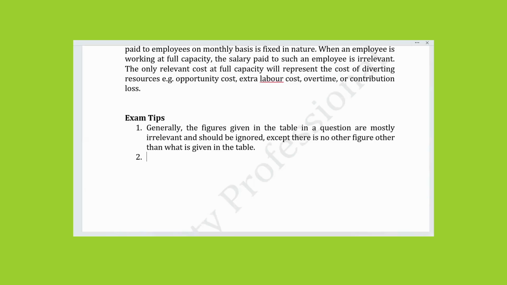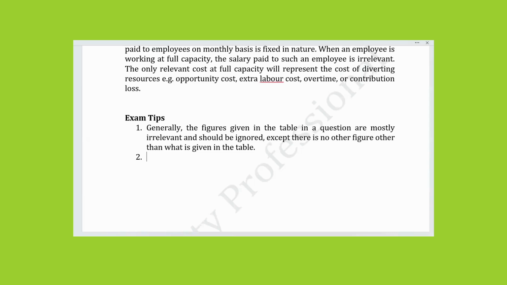Usually when you have a question on relevant costing, in most cases you may have a table. That table will show you the cost items, like material XYZ or material ABC, labor costs, depreciation, overheads, and all of that. Most of the costs given in that table, you are going to ignore them, as if they are not related to the question at all, because most relevant costing questions are solved from the additional information.